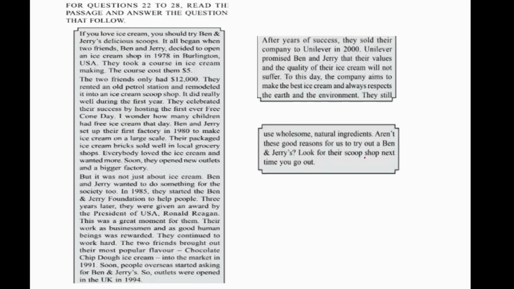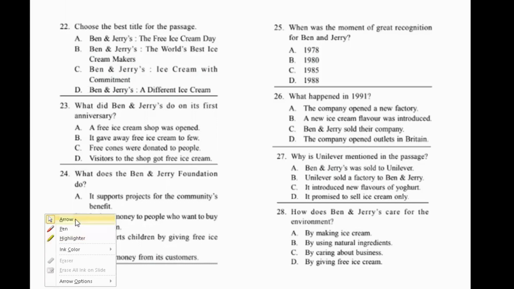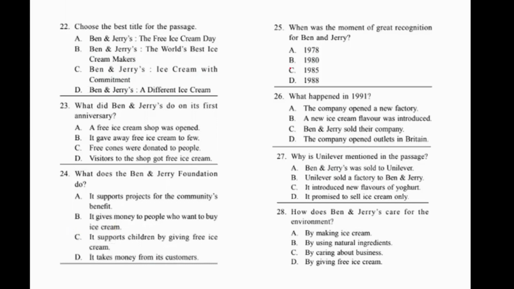So this was our passage. Now let's move to the questions. Now choose the best title for the passage. Okay, so what's the title that we can give to this passage? It is Ben and Jerry's: Ice Cream with Commitment. Okay, it is option C.